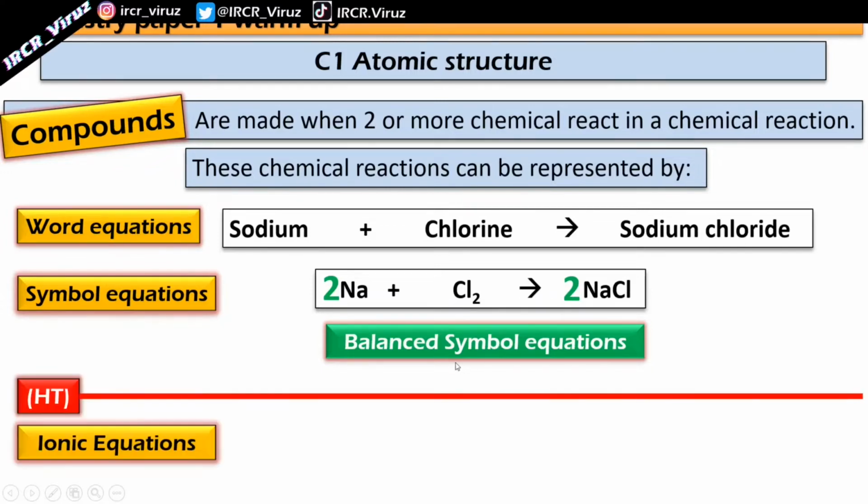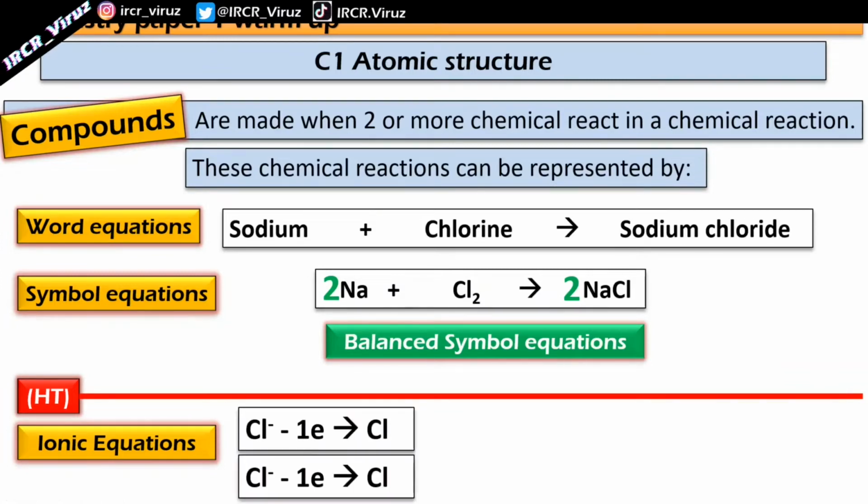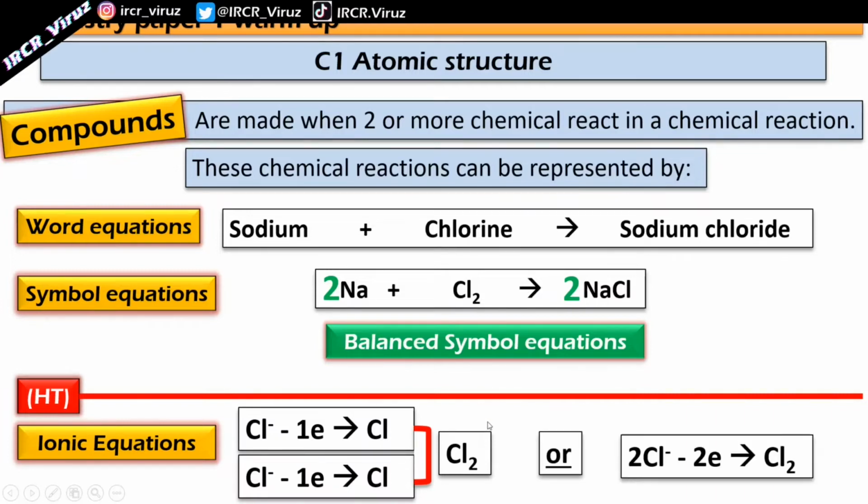Okay, reactants and products. Now, if you're in higher tier, you've got to be looking at ionic equations as well. So for instance, in this case, if you've got a chlorine ion that's got a negative charge, you take away one electron, it becomes a chlorine atom. Same over here, chlorine atoms, you join them together and then you get chlorine gas. Or you could do it in the following way, which means that two chlorine ions lose two electrons, one each, and they end up making chlorine gas. You've got to familiarize yourself, but you're going to see a little bit more of this when you get into electrolysis.